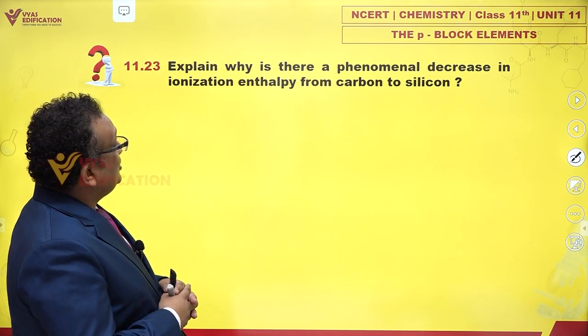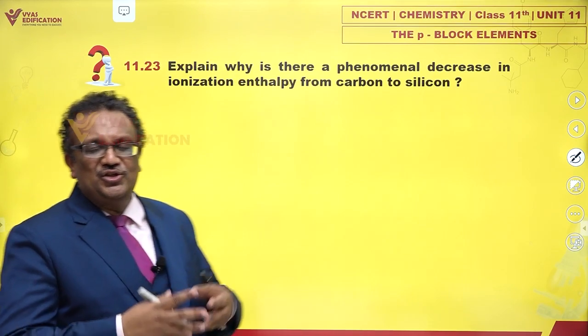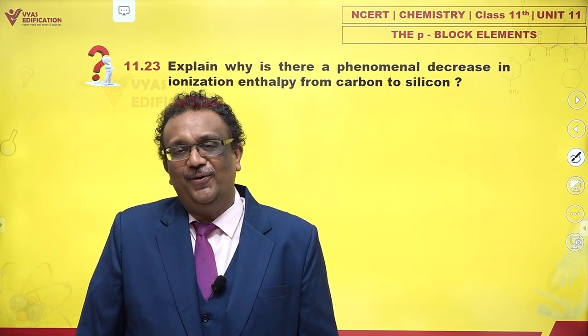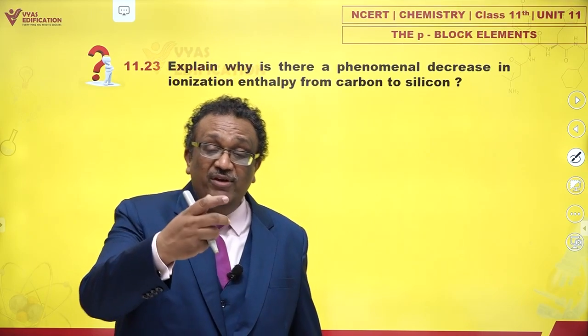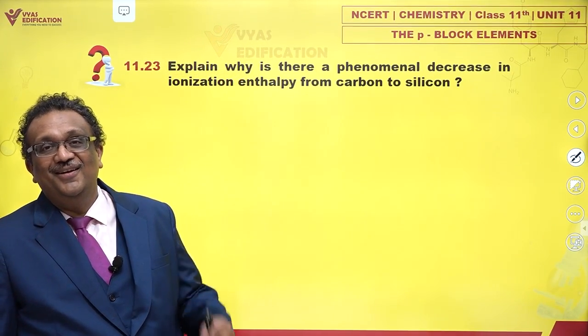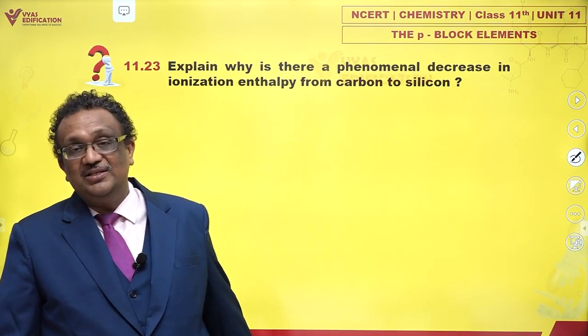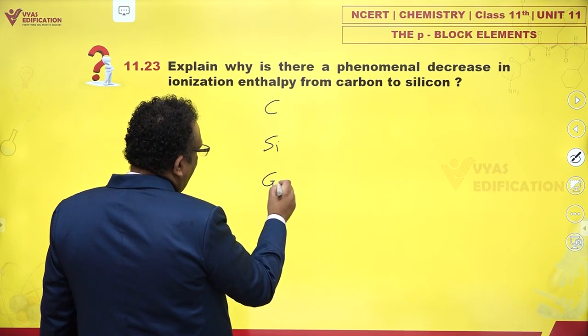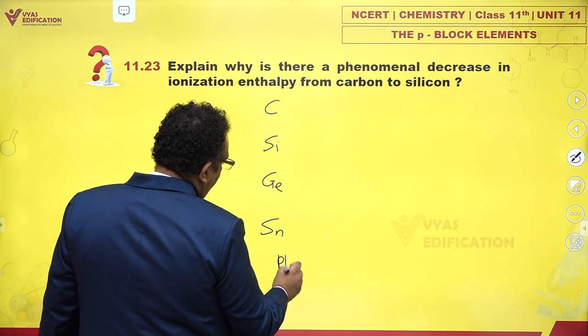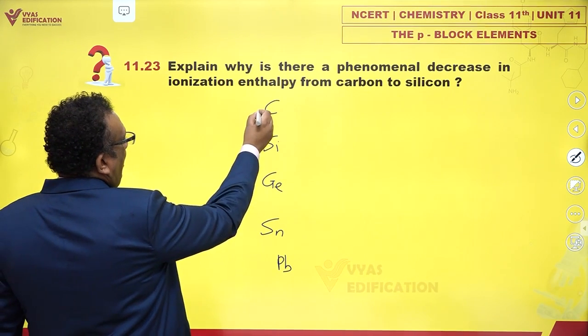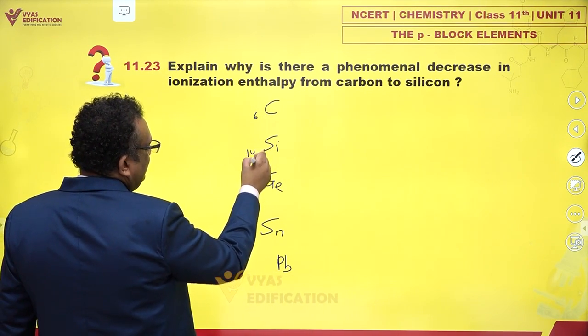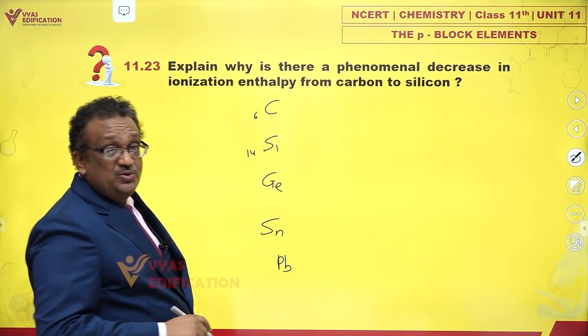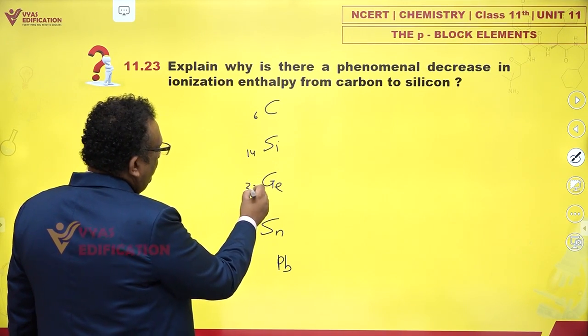Explain why there is phenomenal decrease in ionization enthalpy from carbon to silicon. On moving from carbon to silicon, the size increases. Just look at this. Carbon, silicon, germanium, tin and lead. If you notice them, carbon is atomic number 6, silicon has 14, germanium is much bigger, it has 32.